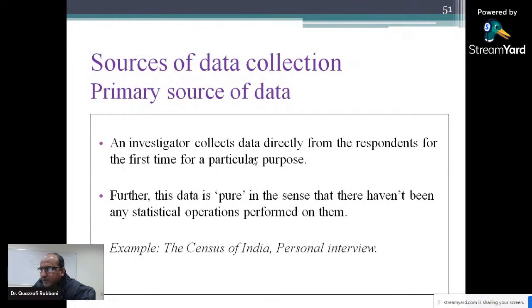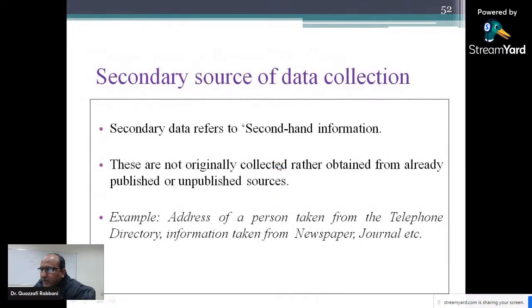Now the next is sources of data collection. There are two types of sources. First is the primary source of data collection, and second is the secondary source of data collection. In the primary source, an investigator collects the data directly from the respondent for the first time for a particular purpose. If you collect the data directly from the respondent, this is primary data. If you take the data from another agency, that is known as secondary data.